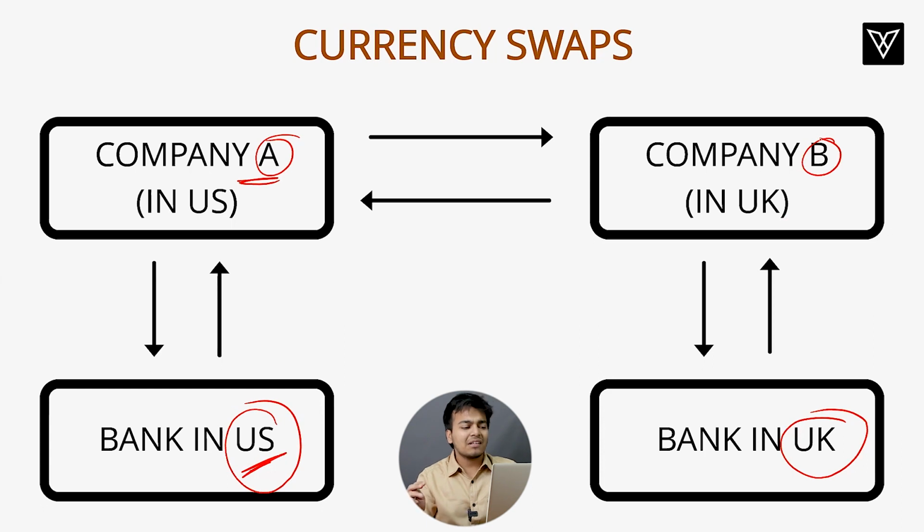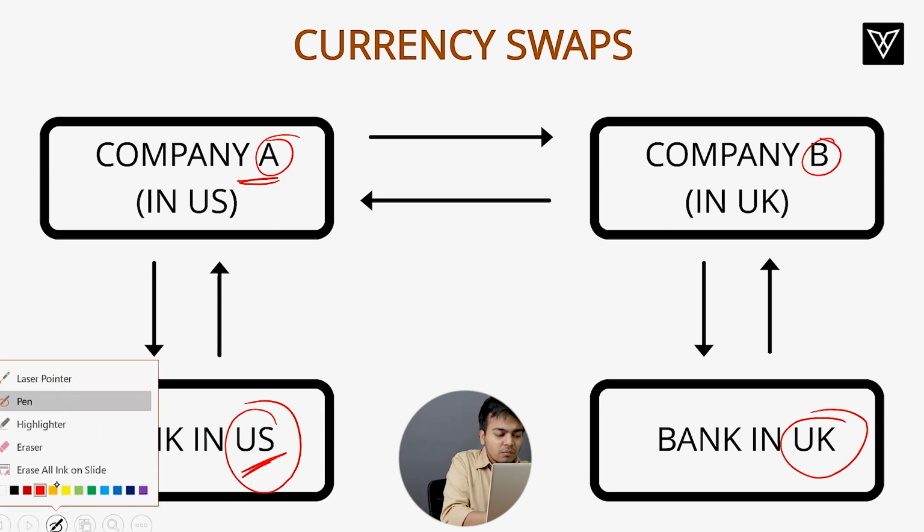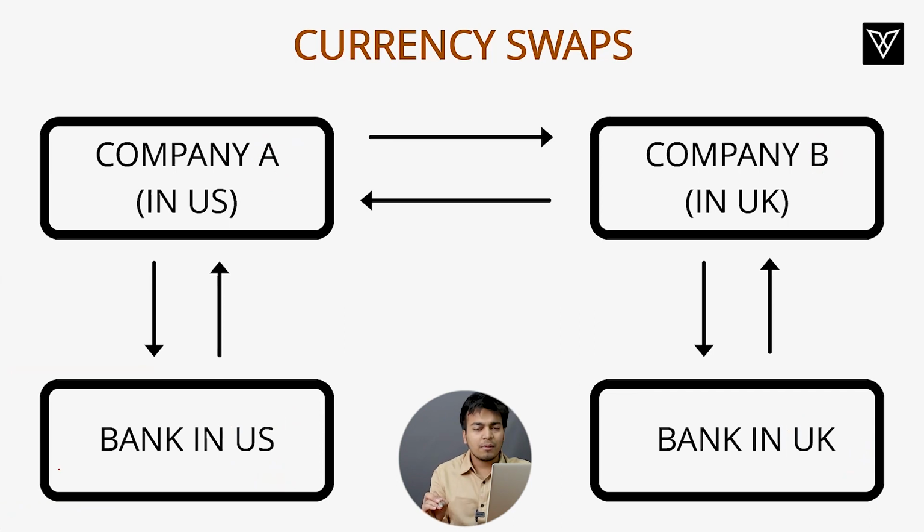Once these two companies get the loans from the respective banks, they can exchange that loan, or swap that loan amount. That is something we need to understand, and based on that we establish a currency swap. So what exactly is happening here?